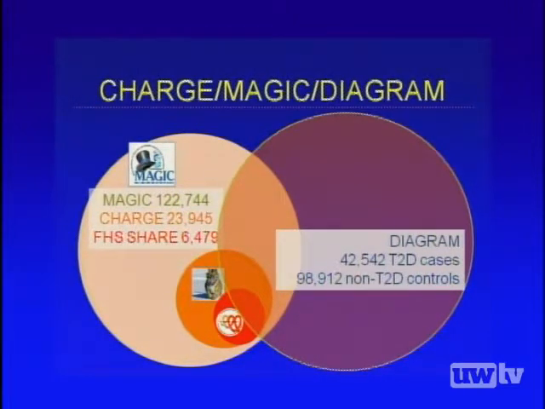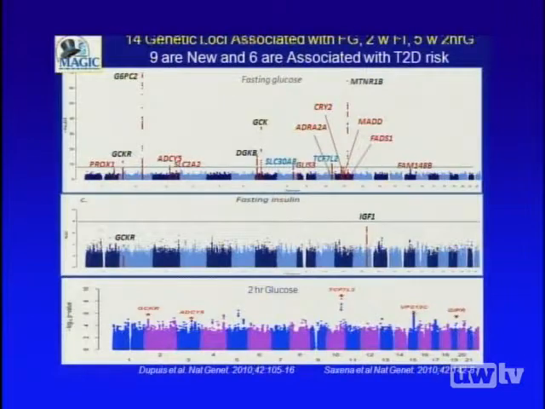You can see it's a case control study with 42,000 cases, 98,000 controls. And these are the major findings from MAGIC and DIAGRAM, and I'm going to walk you through them fairly slowly. This is fasting glucose here. This is the Manhattan plot.